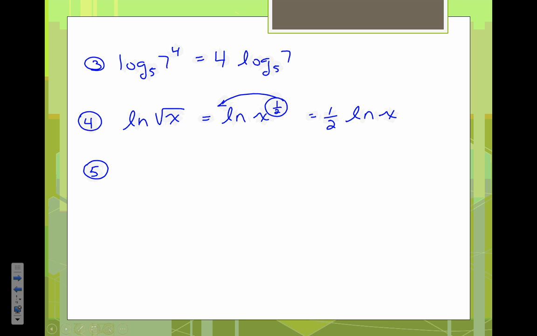And the last example here, I've got the log base 10, so it's the common log of 4x to the power of 5 is equal to 5 times the log of 4x.